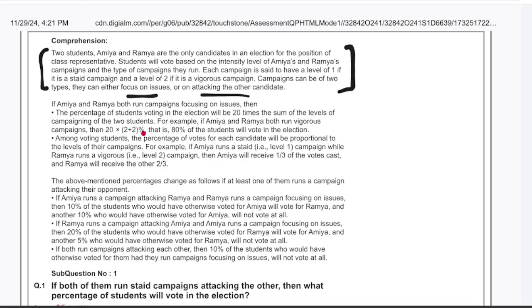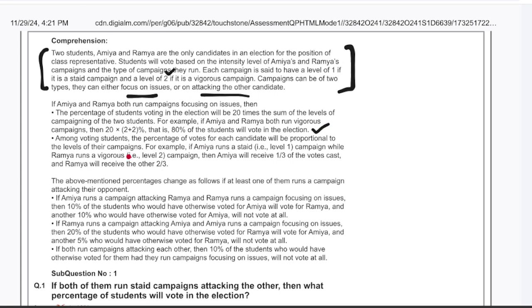If Amiya and Ramya both run campaigns focusing on issues, then the percentage of students voting in the election will be 20 times the sum of levels of campaigning of two students. What does it mean? For example, if Amiya and Ramya both run vigorous campaign, now vigorous campaign means level 2. So we're going to sum 2 plus 2, 4, multiplied by 20. That means 80% of the students will be voting in the election.